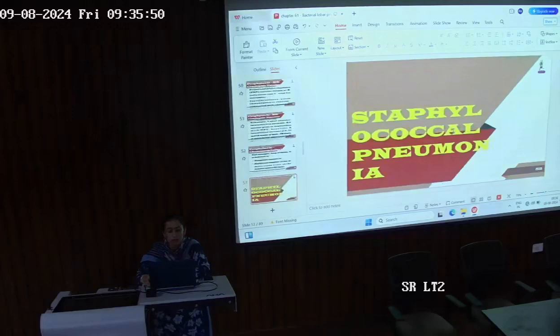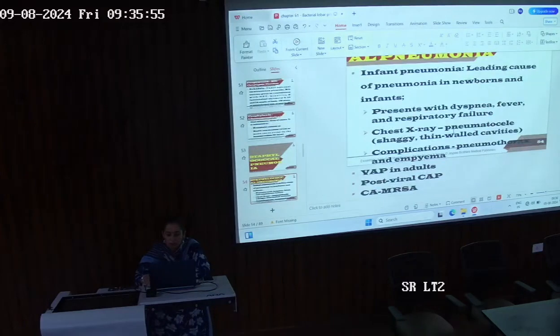Then other causes like staphylococcal pneumonia. It is a causative agent for infant pneumonia and presents with dyspnea, fever, respiratory failure, and diagnosis is done through X-ray. Pneumatoceles, thin-walled cavities, are seen on the X-ray. Complications are pneumothorax and empyema, and in adults it can cause ventilator-associated pneumonia, post-viral community-acquired pneumonia, and community-acquired MRSA infections.